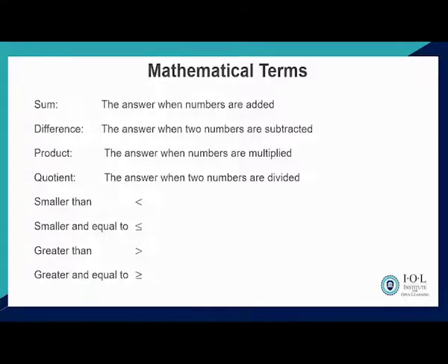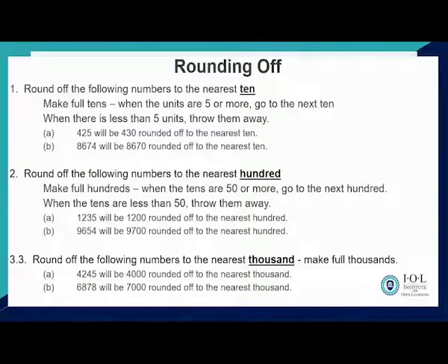Smaller than, the sign for smaller than, is the same as less than, fewer than. The smaller and equal is then less or equal, fewer or equal. They all mean the same. Greater than, more than, greater and equal. So make sure that you know these signs.